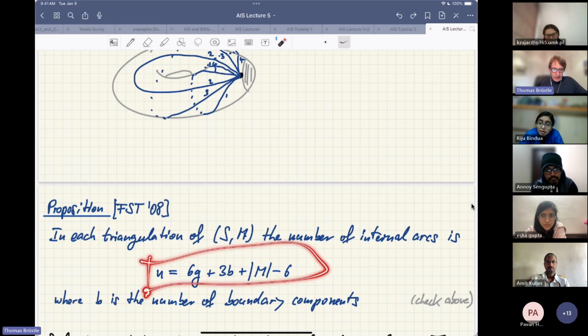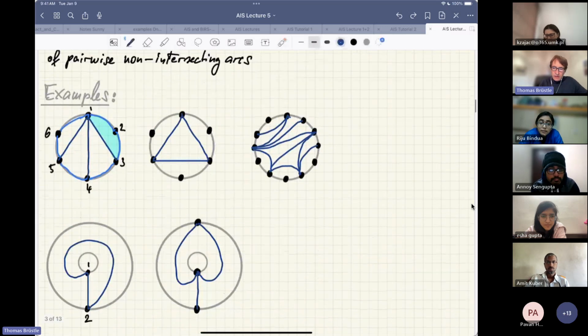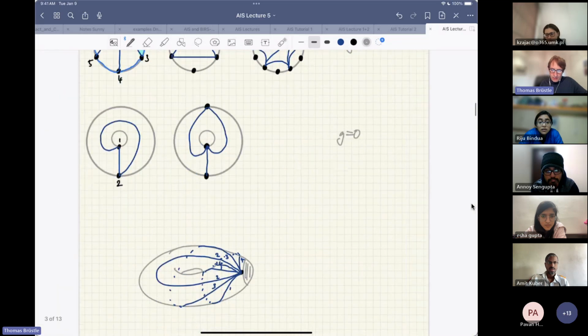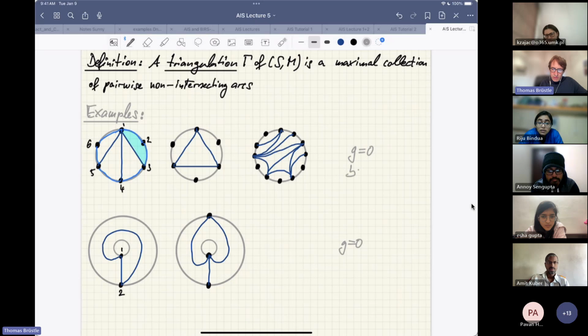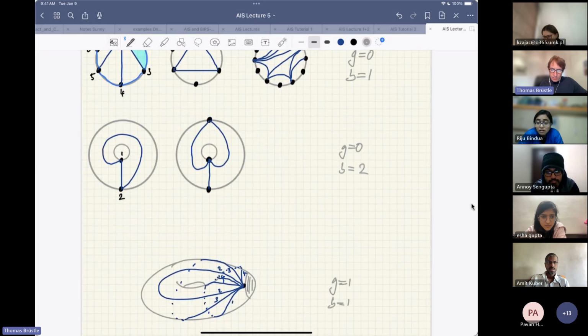So n is 6 times the genus. Okay, what is the genus here? In our examples, the genus here was 0. The genus here was still 0. And in that example, the genus was 1. The number of boundary components here was 1. We cut out one disk. The number of boundary components here was 2. And the number of boundary components here is 1.